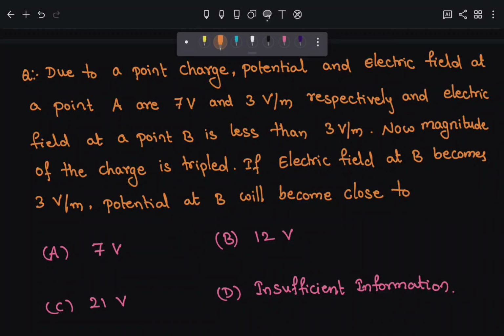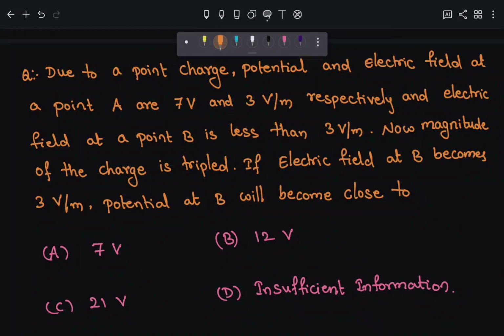Today we are going to see another problem in electrostatics. Let us get into the problem directly. The problem says that due to a point charge, the potential and electric field at a point A are given as 7 volt and 3 volt per meter. So potential is 7 volt and field is 3 volt per meter respectively.